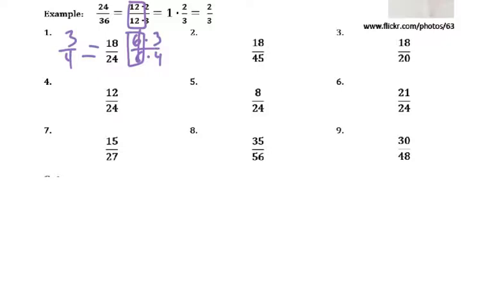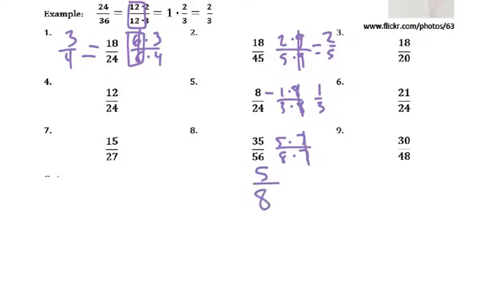18 and 45, 2 times 9, 5 times 9. The 9's cancel out, so 2/5. Okay, number 5, 8 would be like 1 times 8. 24, 3 times 8. 8's become 1, so you get 1/3. Number 8, you can do 7, right? 5 times 7, 8 times 7. 7's cancel out, so you get 5/8. So I think you guys should be good on the rest of those ones.